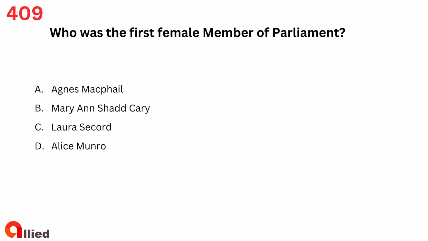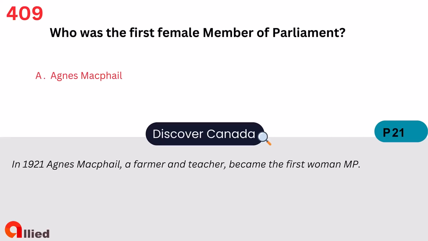Question 409. Who was the first female member of Parliament? A. Agnes MacPhail. B. Mary and Shad Carey. C. Laura Secord. D. Alice Munro. The answer is A. Agnes MacPhail.